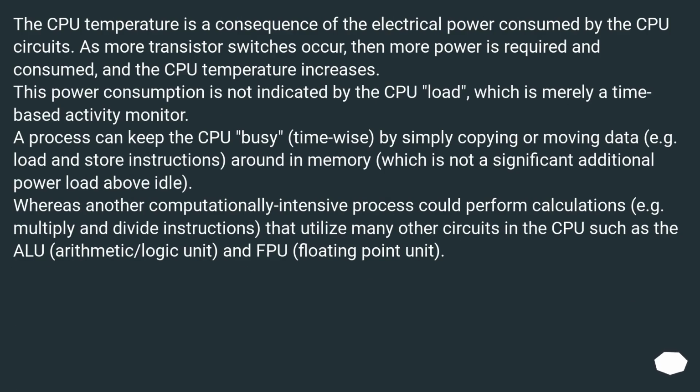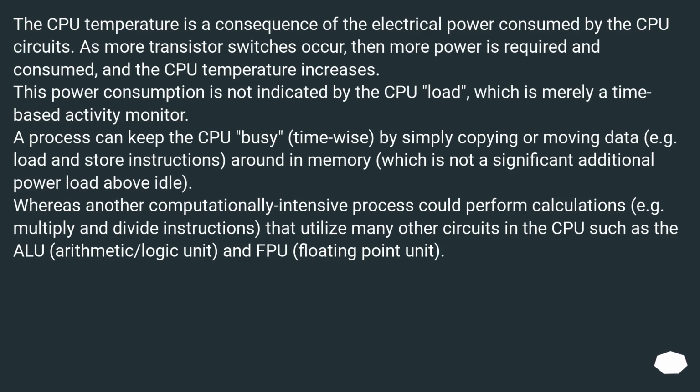The CPU temperature is a consequence of the electrical power consumed by the CPU circuits. As more transistor switches occur, then more power is required and consumed, and the CPU temperature increases. This power consumption is not indicated by the CPU load, which is merely a time-based activity monitor. A process can keep the CPU busy, time-wise, by simply copying or moving data, for example load and store instructions, around in memory, which is not a significant additional power load above idle.